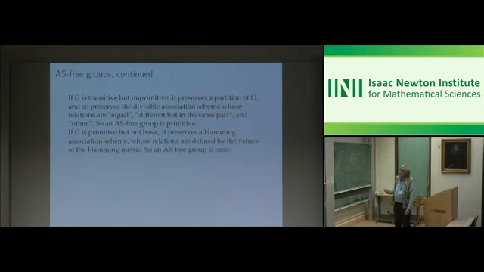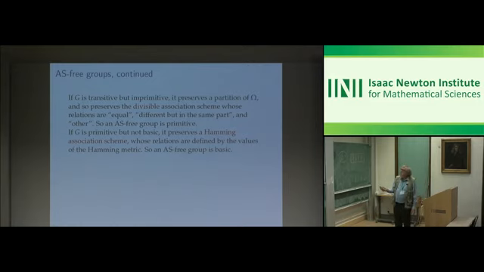Okay, so let's go through our hierarchy. If G is transitive but imprimitive, it preserves a partition. If you have a partition like this, you can make an association scheme where there's one part for the diagonal, one part for pairs in the same part of the partition, and one part for pairs in different parts. This is what statisticians call a group divisible association scheme, but they use the word group in a different sense from the sense that we use it in. So an AS-free group has to be primitive, otherwise it would preserve something like that.